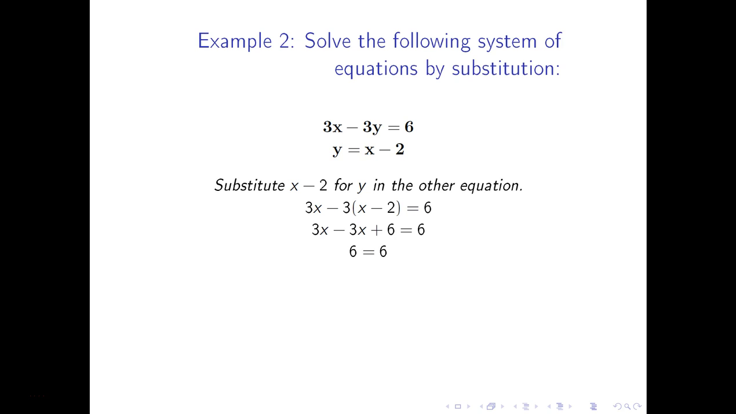Hopefully you finished solving for x. As you distributed, notice the x's cancel out because 3x minus 3x is 0, and I just get 6 equals 6. Oh, okay, wait, there's a slight problem here. I have no more x's.